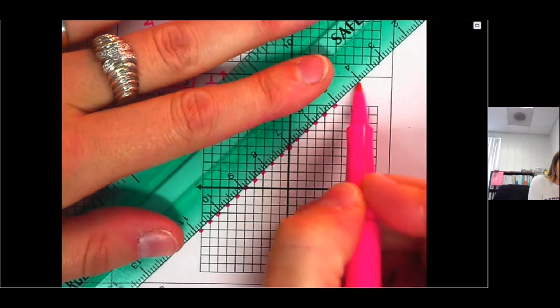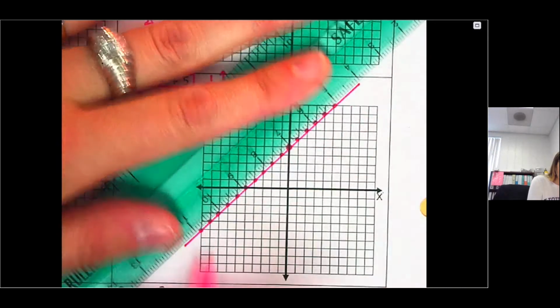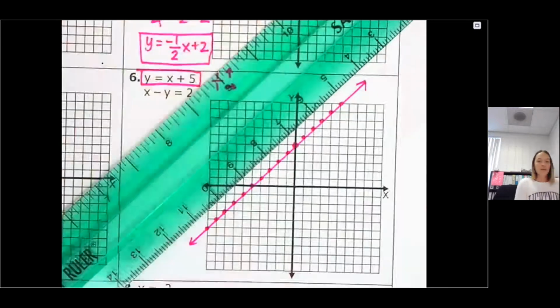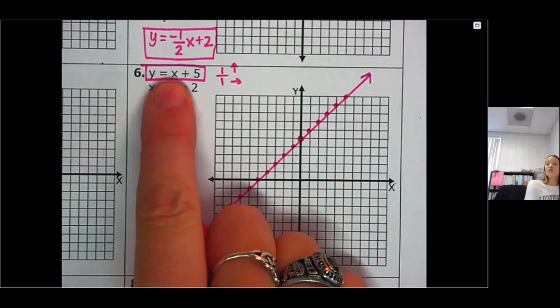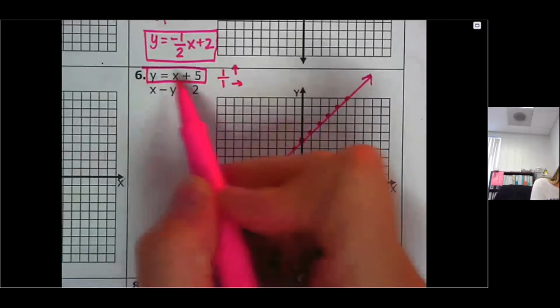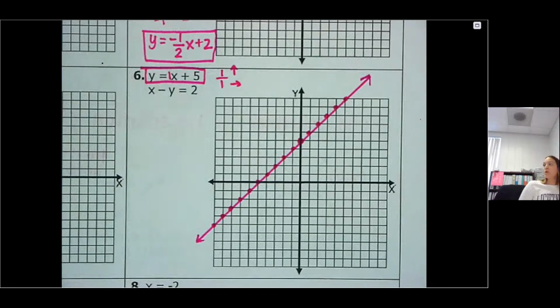Love when the equations are already written correctly for you. That makes life way easy. Why is it 1 over 1? So there's no number in front of the x, and that's what your slope is. It's assumed if there's no number there, you can put a 1 there. So anytime there's no number, it'll always be 1 over 1.